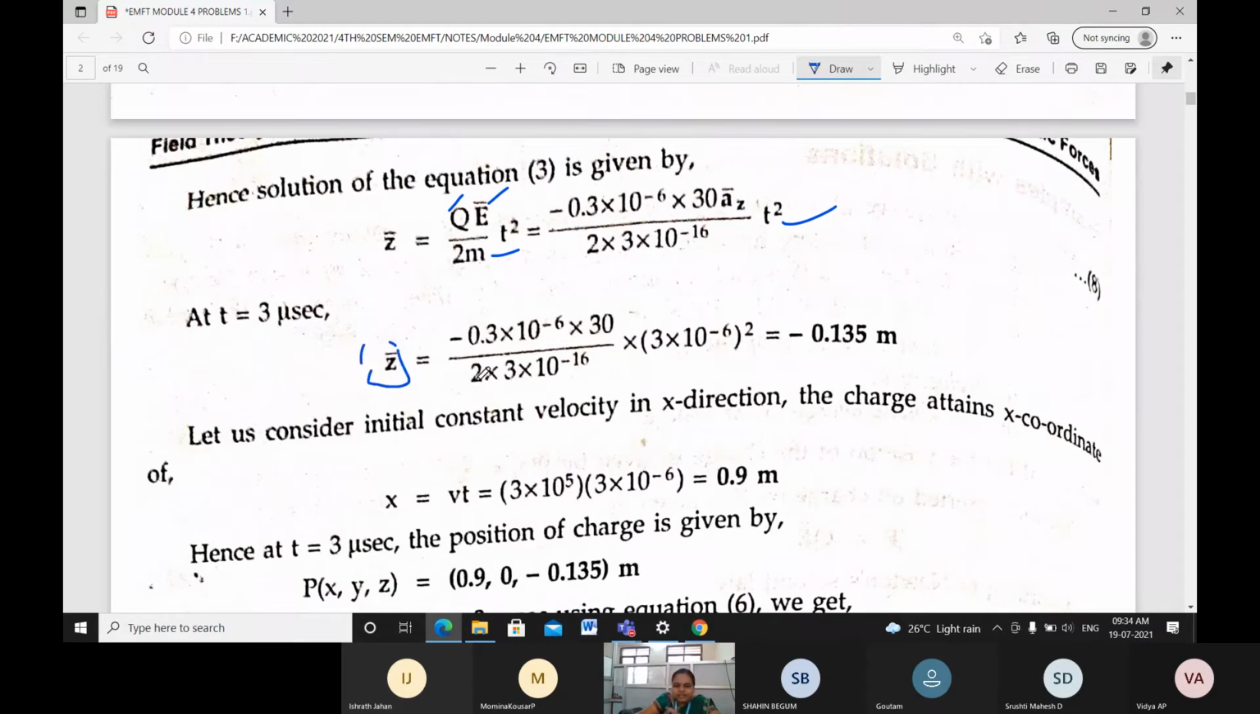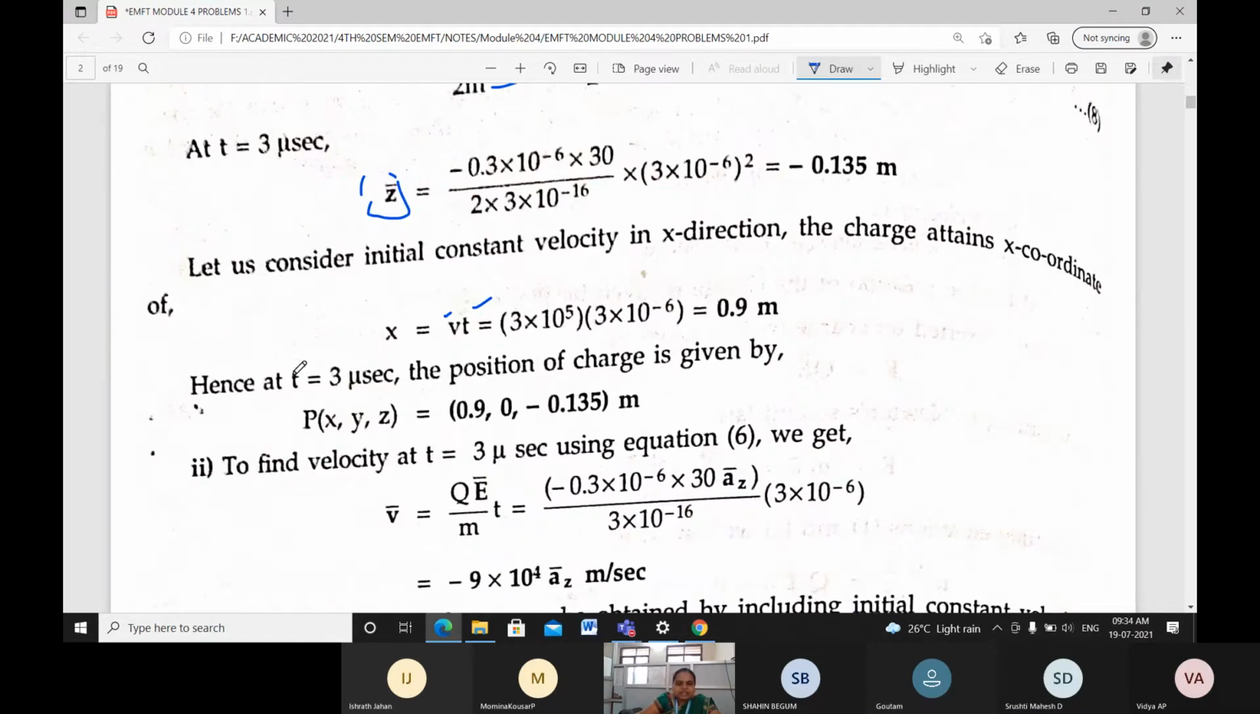Then we want the X and Y direction. Let us consider the initial constant velocity in the X direction. The charge attains an X coordinate, X equals V into T. You have to substitute for V and also T. Then we get 0.9 meters. Hence at T is 3 microseconds, the position of the charge P of XYZ is X is 0.9, Y is 0 in this case, and Z is minus 0.135 meters.